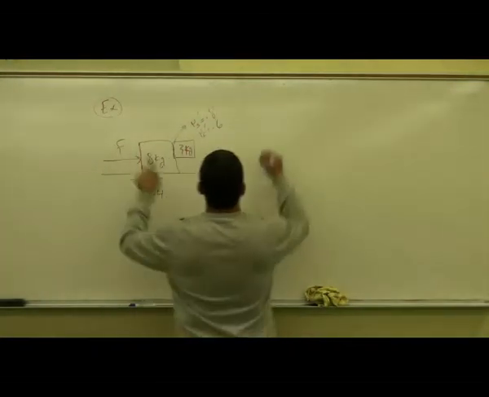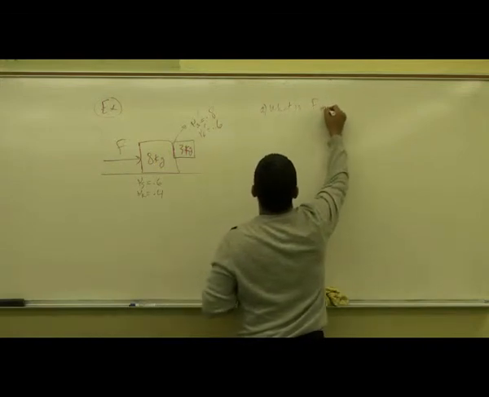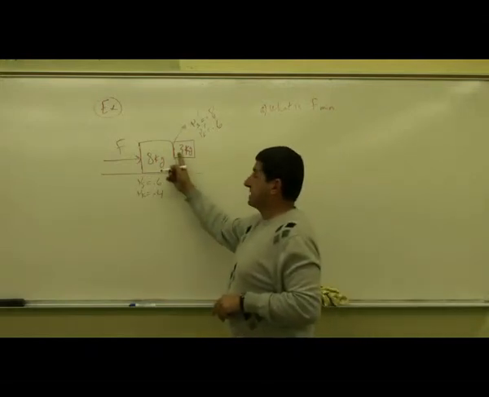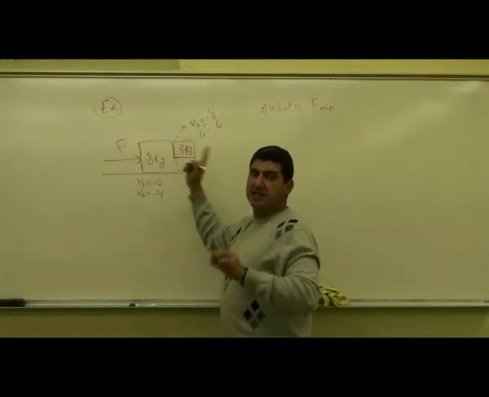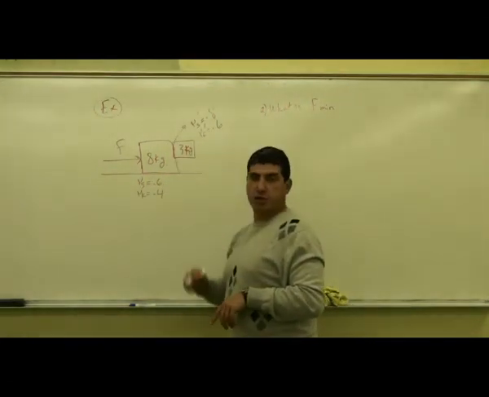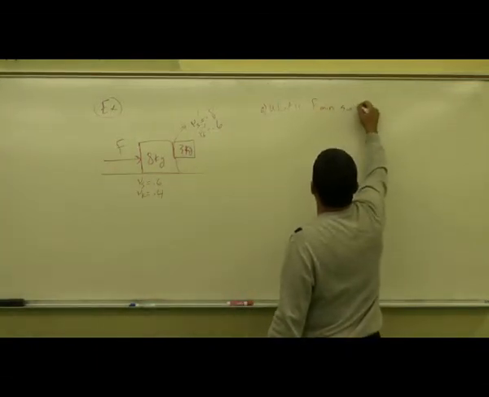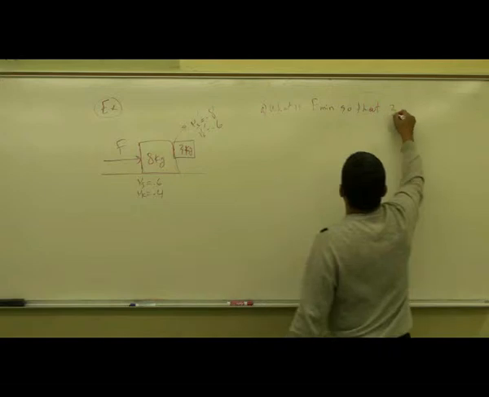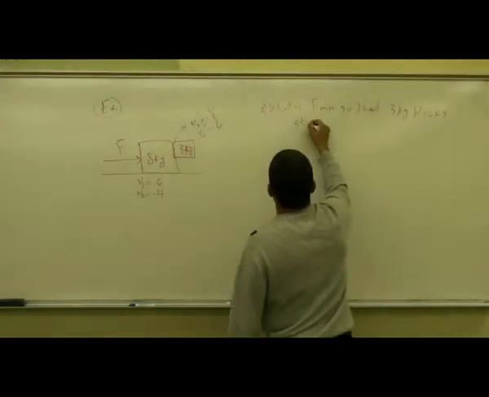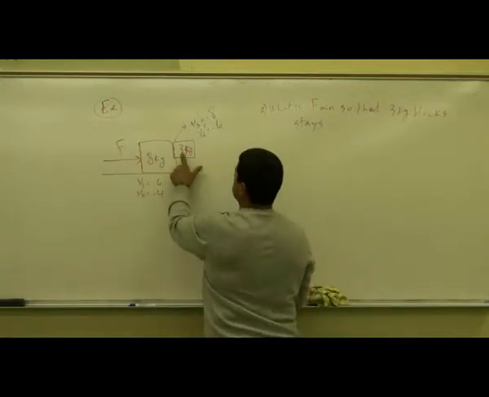What should be the minimum force? What is F min so that the block, the 3 kilogram block, does not slide down the 8 kilogram block? I want it to stay there. Okay? So what is F min so that the 3 kilogram block stays? So I want it basically to accelerate with the system.